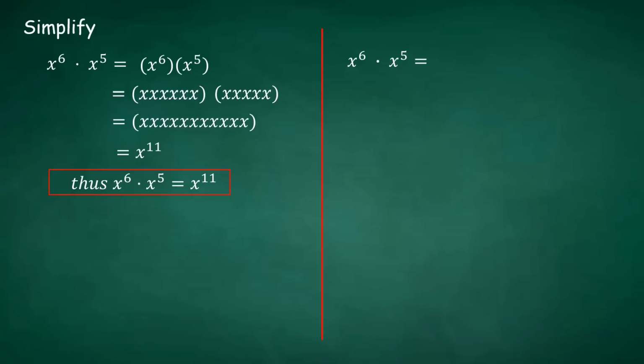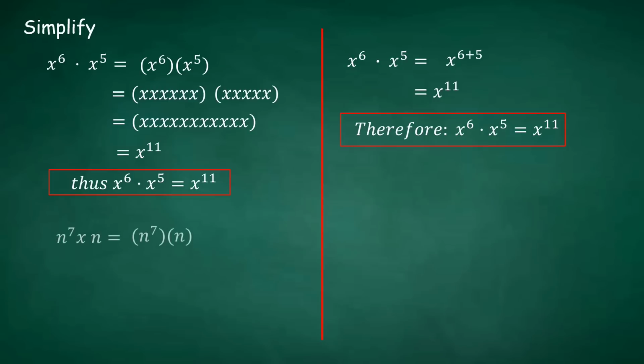Another method to simplify this expression: just add the two exponents, which is 6 plus 5, equal to 11, so that we have the answer of x raised to the power of 11. Therefore x raised to the power of 6 times x raised to the power of 5 is equal to x raised to the power of 11. Have you noticed they have the same answer, so you can use both of these methods in order to simplify.